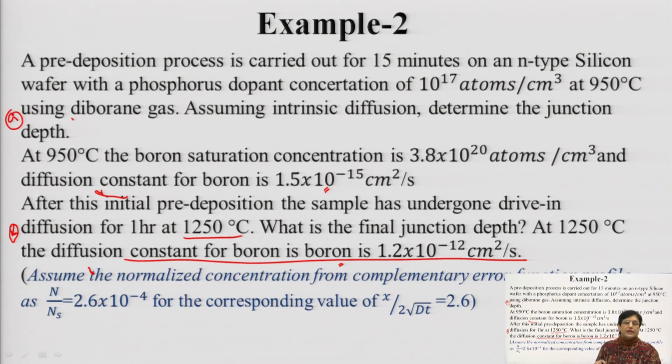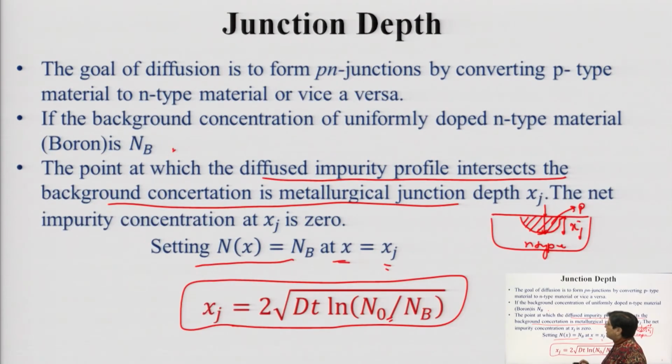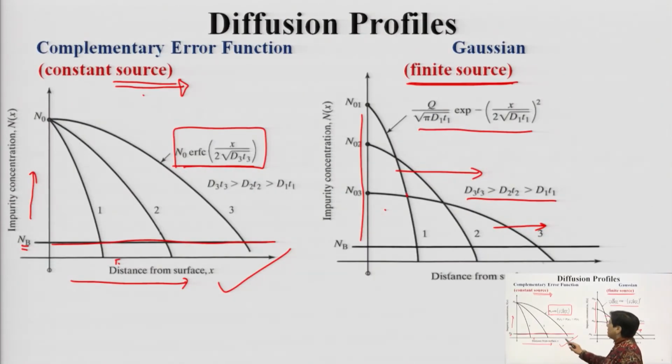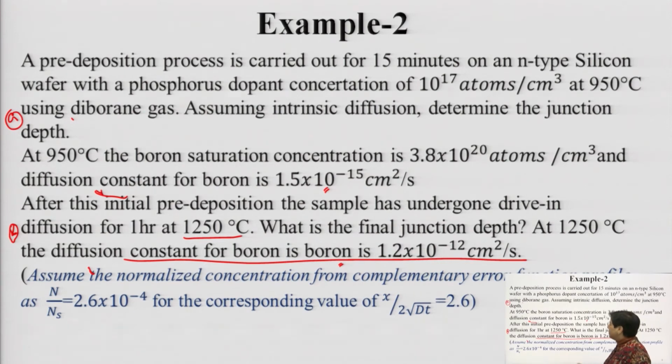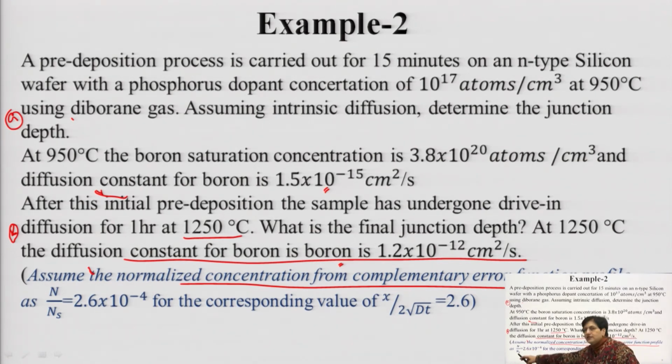Secondly, there is a plot we have seen, N0 upon N versus penetration depth. That plot is normally given to you, and the normalized concentration from the complementary error function profile is given as N upon N0, the saturating concentration, is 2.6 into 10 raised to the power minus 4, and the corresponding value of x by square root of Dt is 2.6. So, this is calculated from the profile you have.